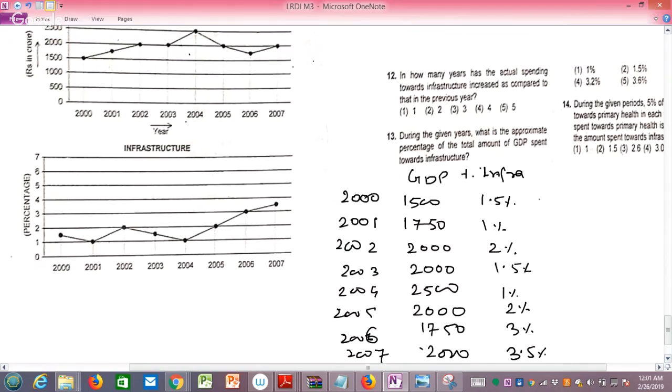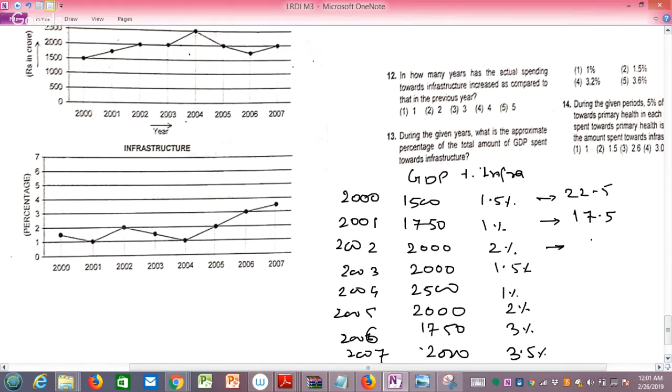तो यहाँ पे कितना है देख लो, 1500 का 1.5%, तो 1500 का 10% होता है 150, 1% होगा 15, तो 22.5 करोड़ के आसपास, राइट. अगर यहाँ देख लें तो 1% है तो 17.5 के आसपास.